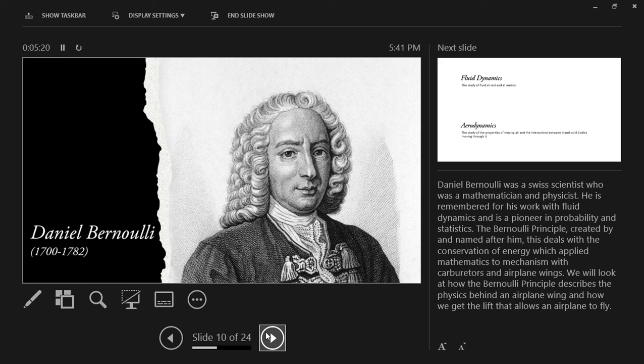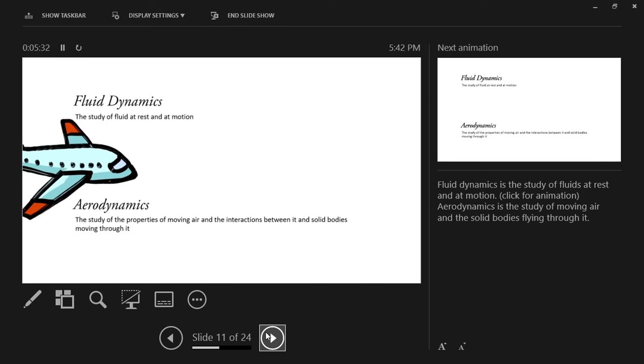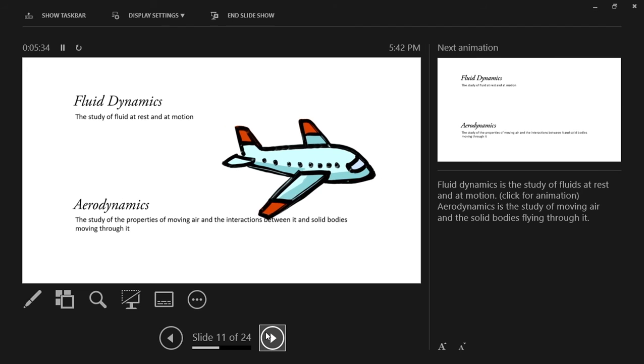We will look at how the Bernoulli principle describes the physics behind an airplane wing and how we get the lift that allows airplanes to fly. So fluid dynamics is the study of fluids at rest and in motion, and aerodynamics is the study of moving air and the solid bodies flying through it.